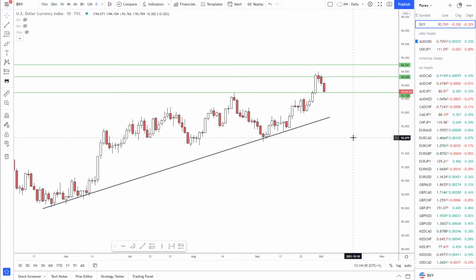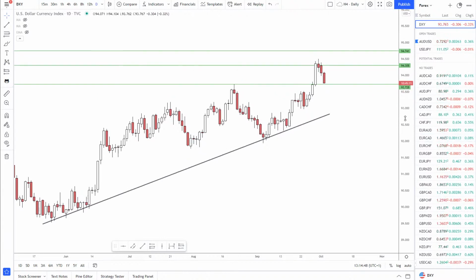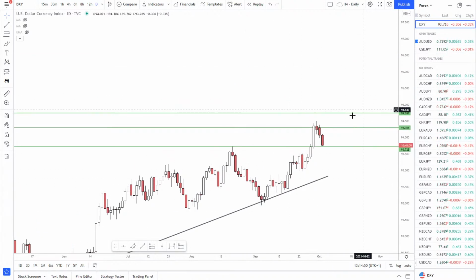DXY is just a great way to visualize the strength of the US dollar. Personally, I don't really use it that much. I use a currency strength tool that I programmed, but for the purposes of this analysis, it's pretty good to look at this because we get a nice little chart and it's easy to see and easy to visualize.